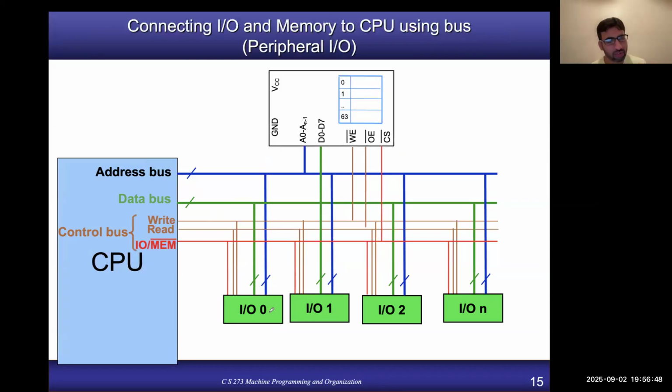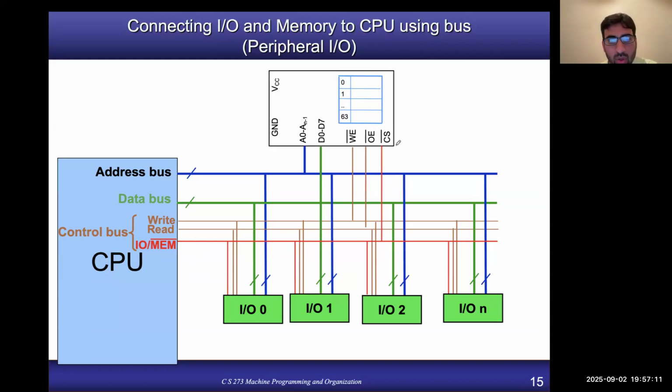So what we can do is add another signal in the control bus and name it IO slash memory. Note that there is a bar on the memory, but there is no bar on IO, right? I will explain what this means, but let me first just highlight how this signal is connected.